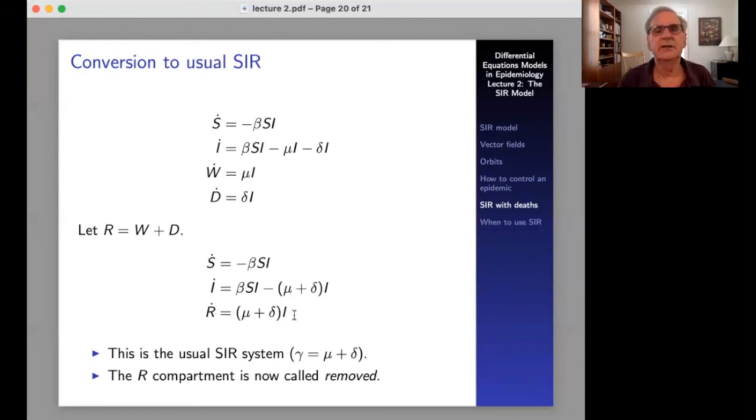I mentioned this at the beginning of the lecture, this is exactly the SIR model. Just set gamma equal to mu plus delta, and you would get exactly the SIR system of differential equations. In this case, the R compartment is called removed, since it includes both people who become well and people who become deceased, but the differential equations are exactly the same.